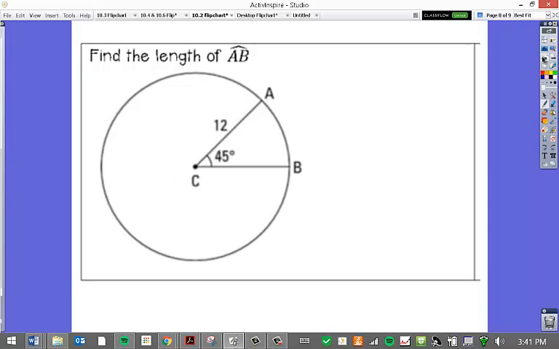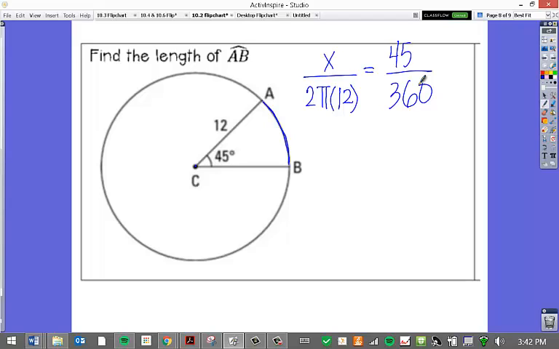Okay, so we want to find the length of arc AB. So literally, how long would this arc length be? Arc length is what we don't know, so we're trying to find the length of the arc. I'm going to call that x. Arc length over circumference, 2 pi times my radius. My radius, remember, is the distance from the center to the edge of the circle, so my radius is 12. Arc length over circumference equals my central angle over 360. The measure of my arc over 360. So that's 45 over 360.